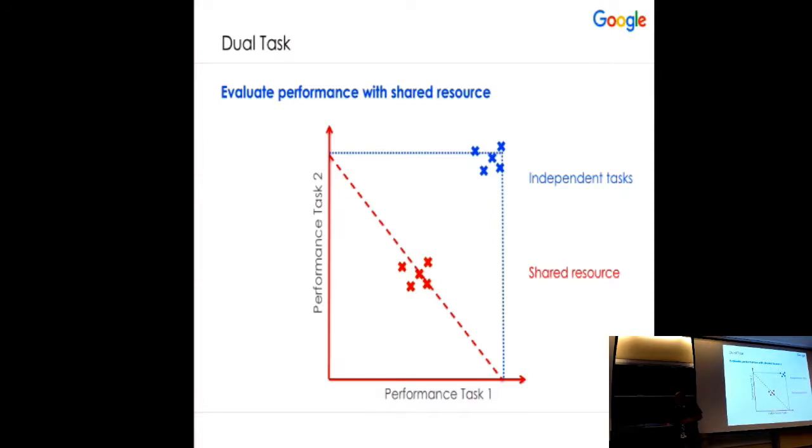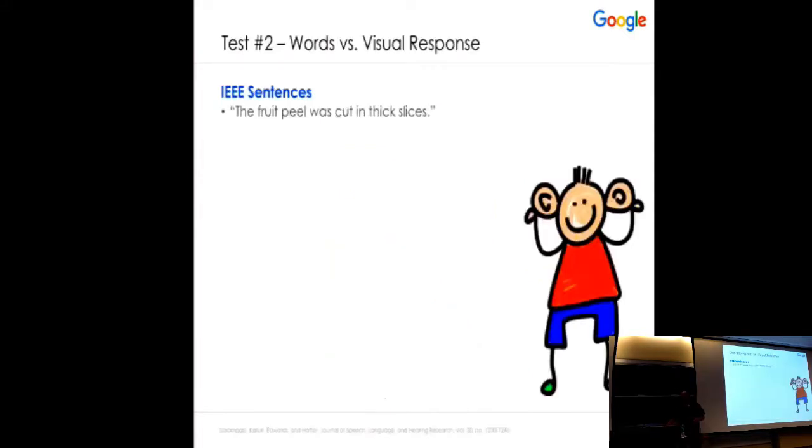So they did one of these tasks, and they did a couple tests, but I think this is the one that's easier to explain. So they asked people to listen to these sentences. The fruit peel was cut in thick slices. They were embedded in noise.